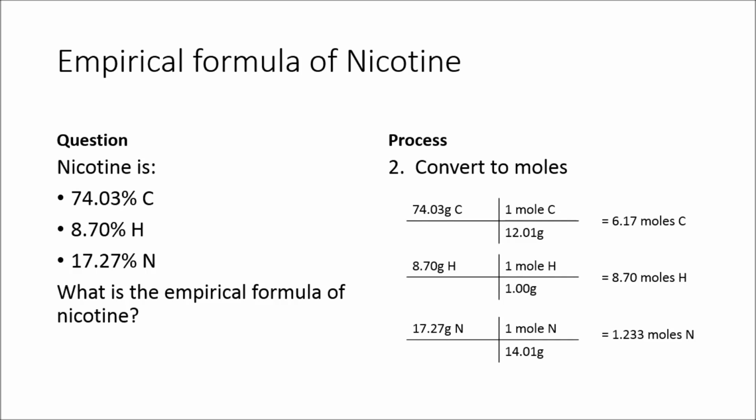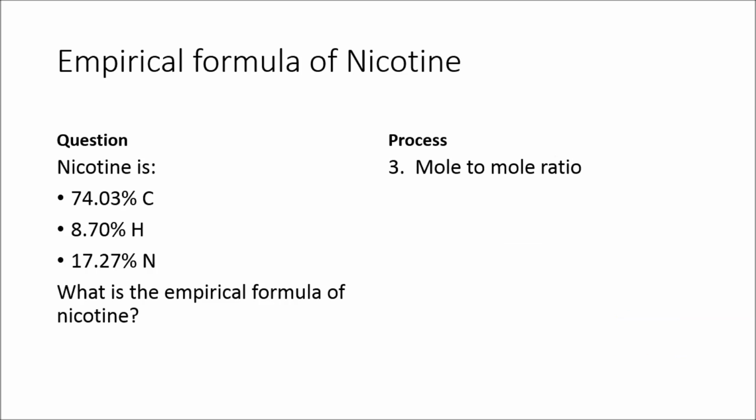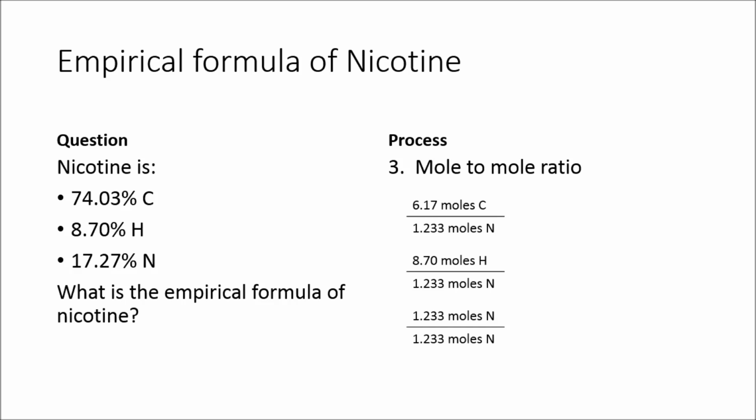Now the thing to notice here is that nitrogen is the smallest number of moles present. So we're going to see how many moles of everything else is there compared to the amount of nitrogen present. So this is our mole-to-mole ratio phase. In this phase, we're going to compare the amount of carbon present relative to the amount of nitrogen present. Same thing with hydrogen, and same thing with nitrogen. Everything gets compared to nitrogen.